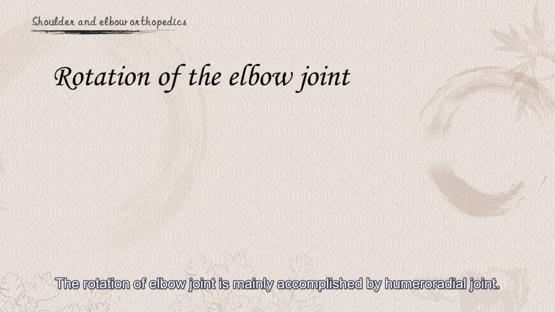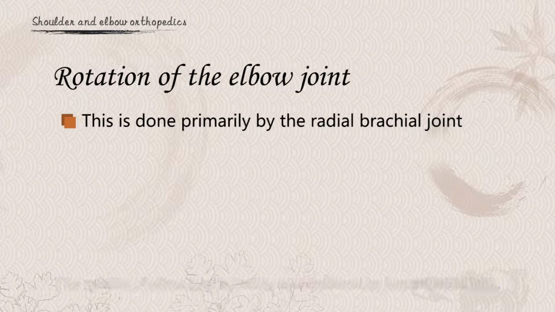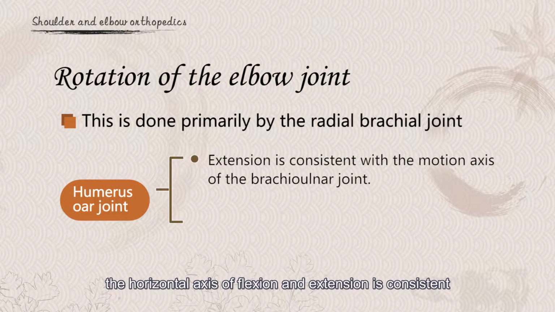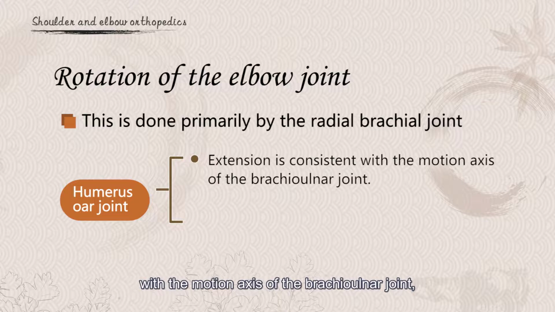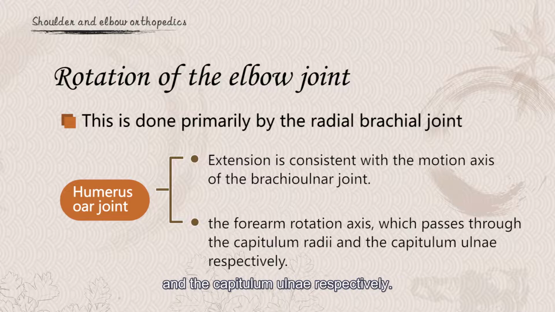The rotation of the elbow joint is mainly accomplished by the humeroradial joint. The humeroradial joint has two motion axes. The horizontal axis of flexion and extension is consistent with the motion axis of the humeroulnar joint, which passes through the capitulum radial and the capitulum ulnar respectively. Elbow flexion and extension movements and forearm rotation movements are often combined.